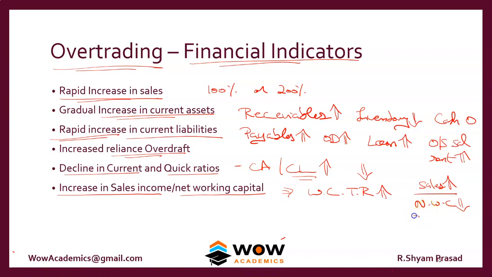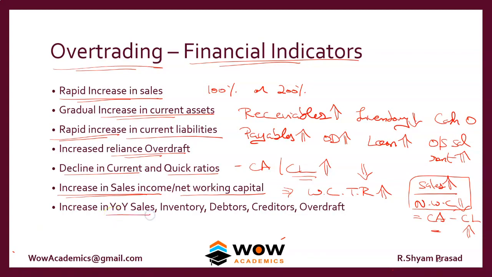Net working capital is nothing but CA minus CL. So CA will be normal, but CL will increase to a high number. So the net working capital will become a very, very low number, and sales will be a very, very high number. When you divide numbers like this, there will be an increase in the working capital turnover ratio.